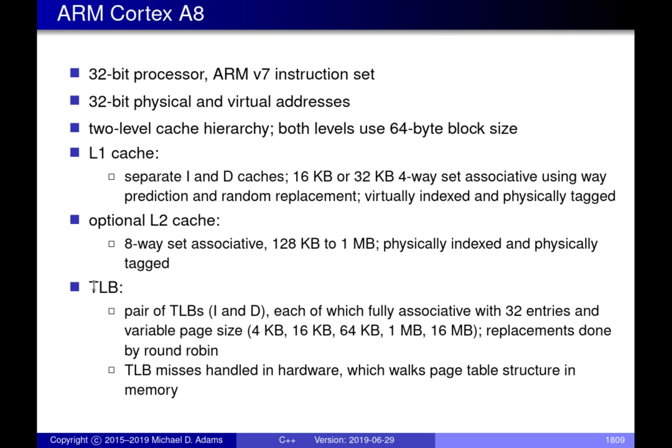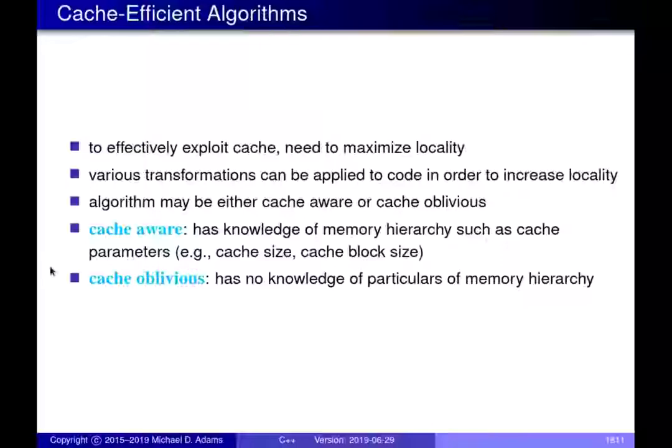Then we have a translation Lookaside Buffer. It's fully associative with 32 entries, and the page size can vary anywhere from 4 kilobytes up to 16 megabytes. Now that we have some background on caches, we can start to, in a meaningful way, talk about cache-efficient algorithms.